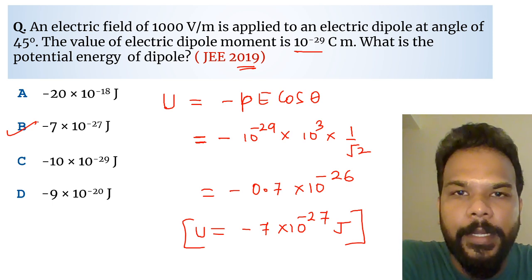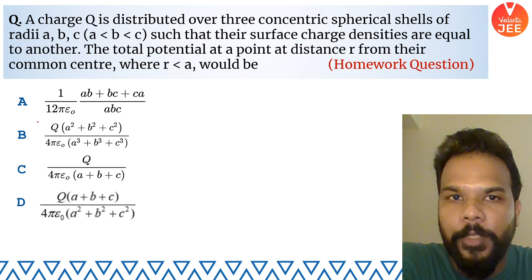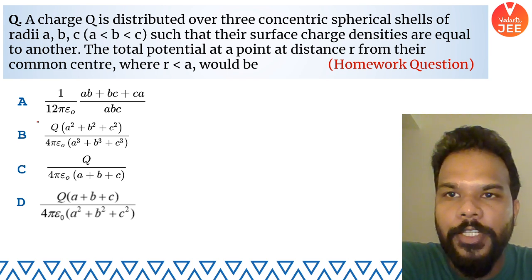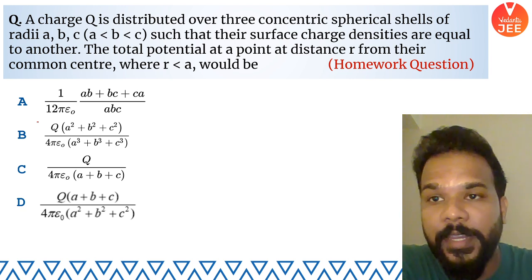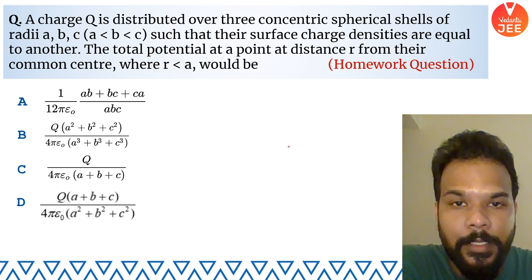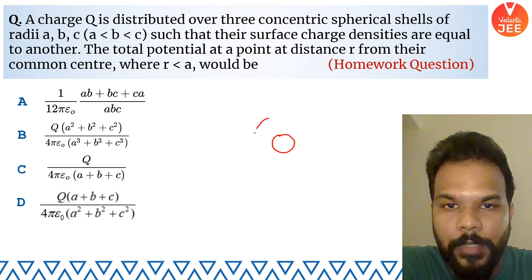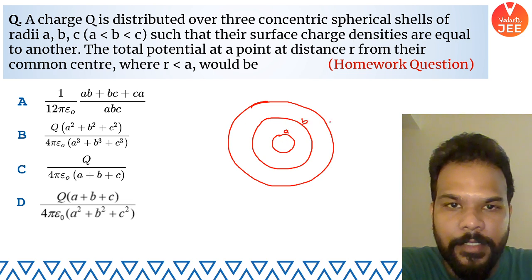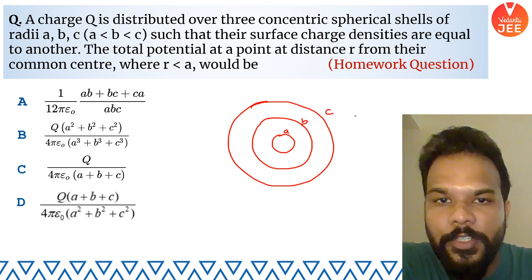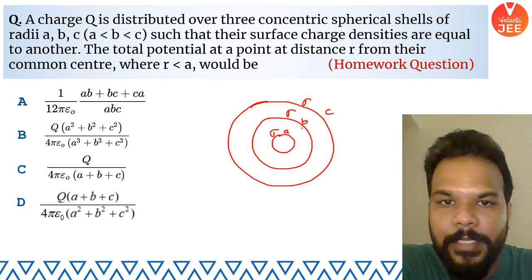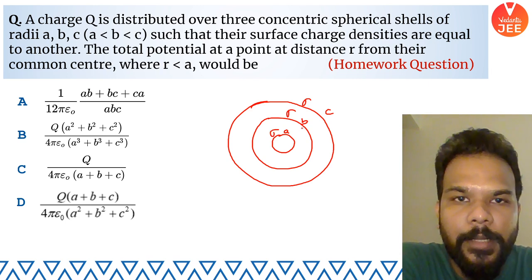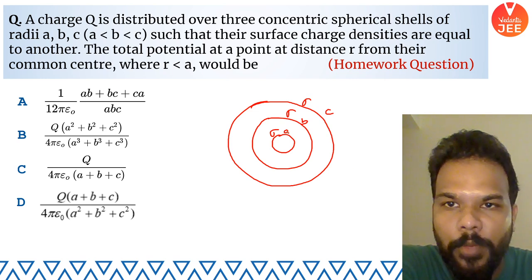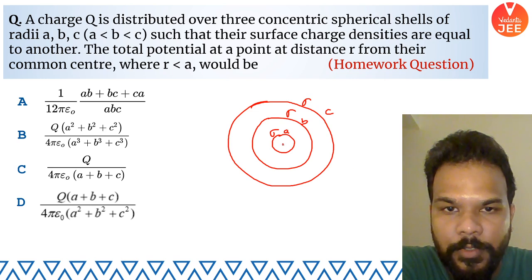Okay guys, great, awesome. Now this one is your homework question, everyone. A charge capital Q is distributed over 3 concentric spherical shells of radii A, B and C, okay, with A being the smallest. So like this the situation is given. This is with radius A, radius B and radius C, and surface charge densities are given to be the same, say sigma. So the total potential at a point at a distance r from the common center, which is inside the sphere also. That means somewhere here, if point P exists, then find out the potential at this point P.